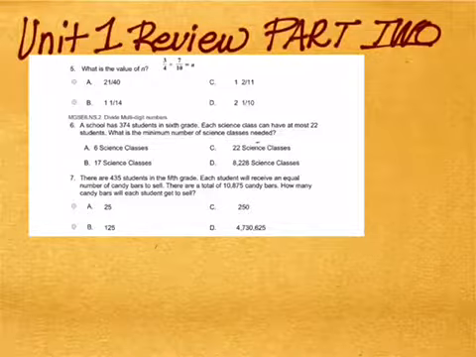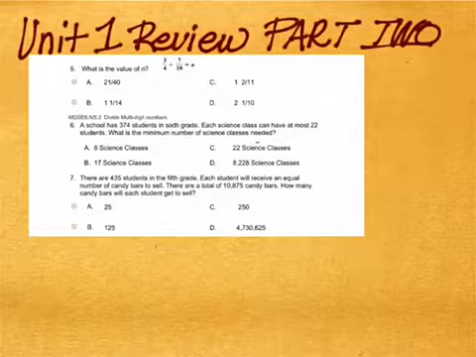Number 7 asks, there are 435 students in the 5th grade. Each student will receive an equal number of candy bars to sell. There are a total of 10,875 candy bars. How many candy bars will each student get to sell? Again, the word each stands out for this problem, which makes it division.